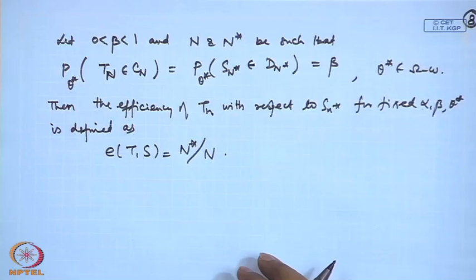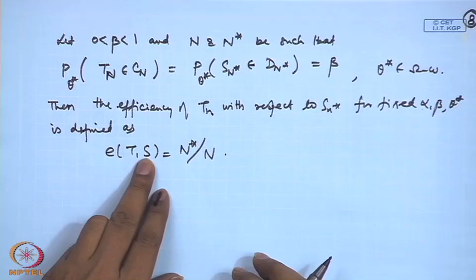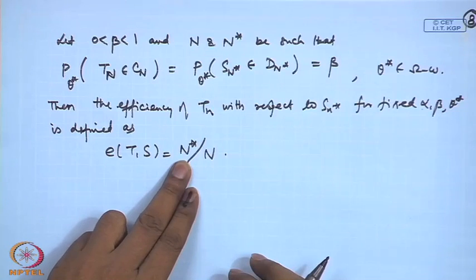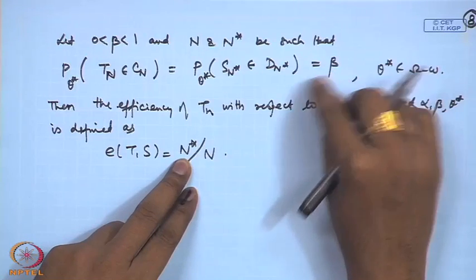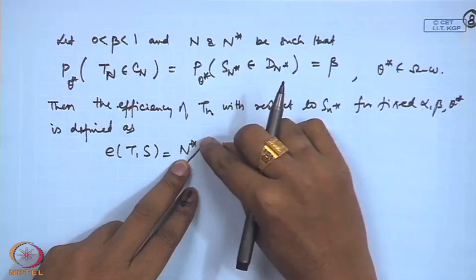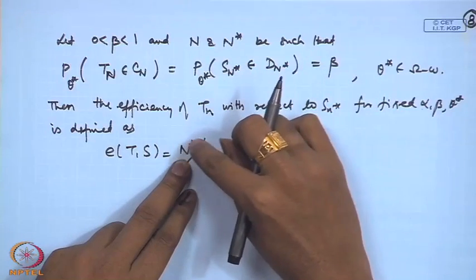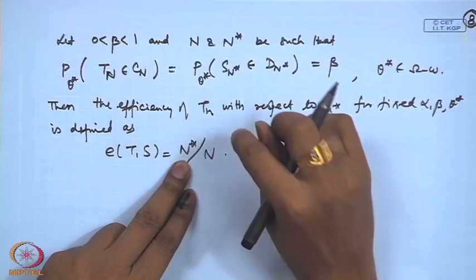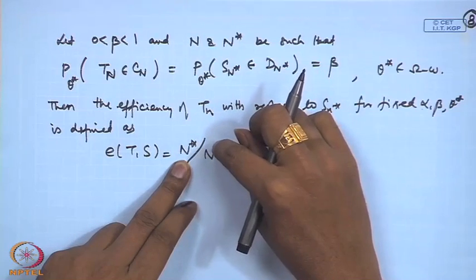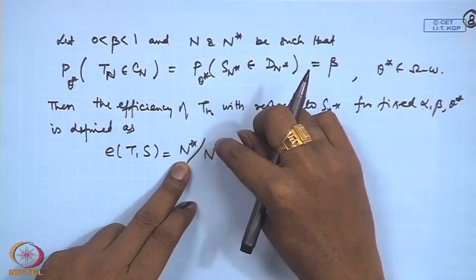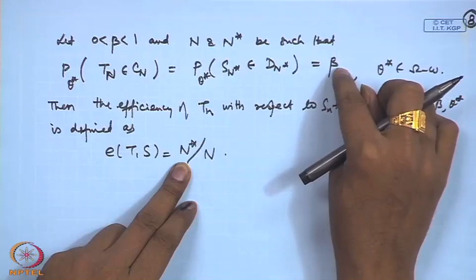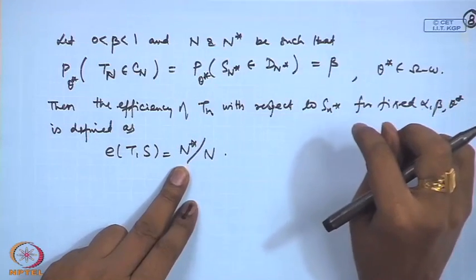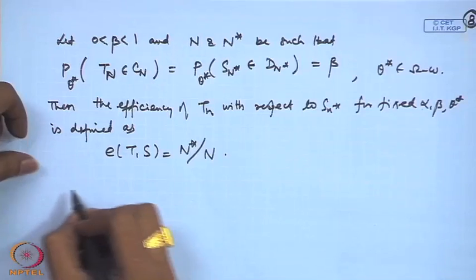So naturally you can have the interpretation here. So for example, if ETS is greater than 1, that means for achieving the same level of power I need more observations in S compared to T, that means T is more efficient than S. If ETS is less than 1, then it will mean that I need more observations in T compared to S for achieving the same level. So T is less efficient than S. So we can write that.